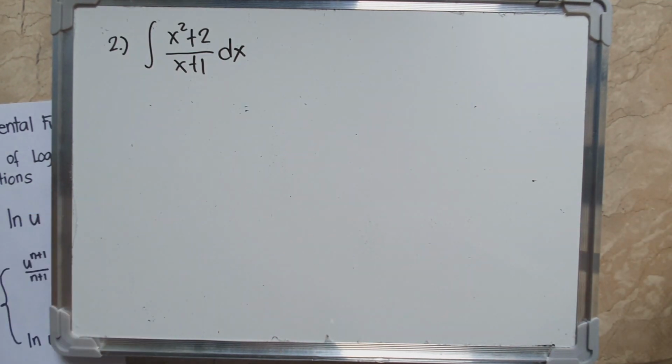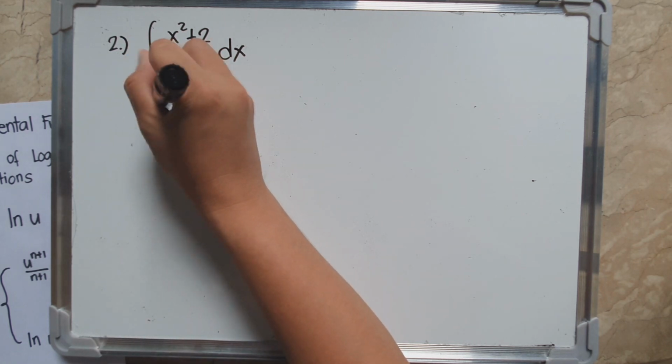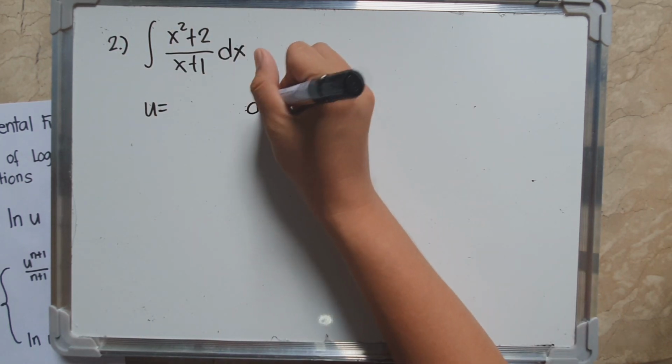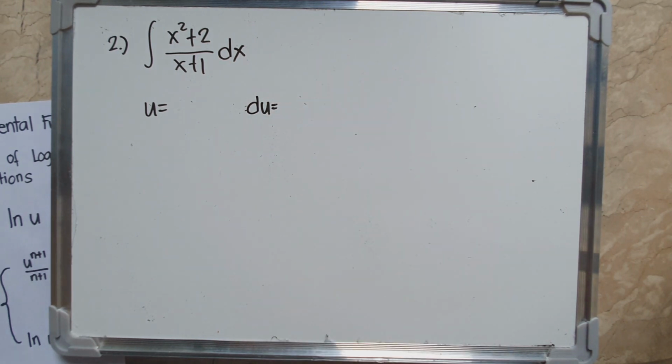Okay, let's evaluate the integral of x squared plus 2 over x plus 1 dx. The very first thing that we need to do is again assign what is our u and what will be our du. That's what we've learned from the previous videos. But apparently, if you check the fraction that we have, that is an improper fraction. As you can see, we have x squared plus 2 as the numerator and the denominator is x plus 1.